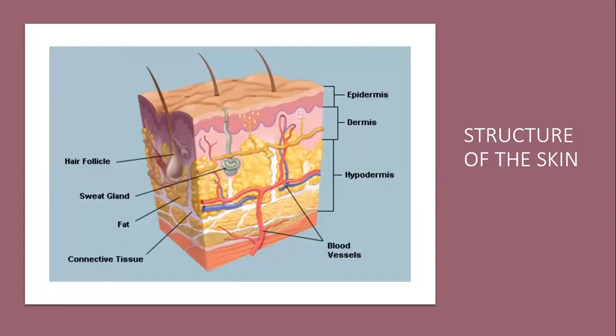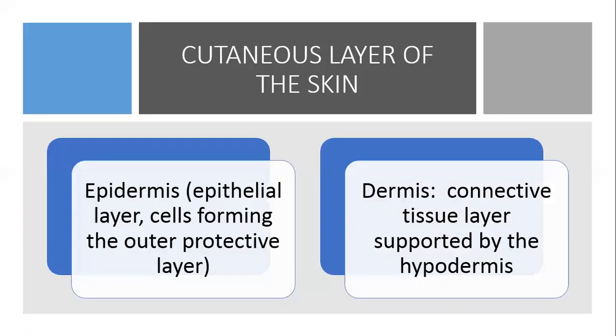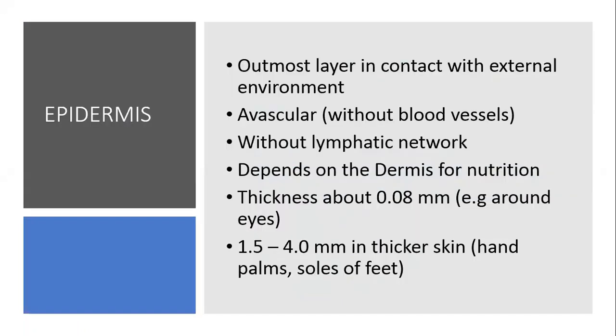If you can see in this illustration as well, in the dermis, you will find the sweat glands, the sebaceous glands, and all the blood vessels are deeper inside of the skin layers, and that is in the dermis. So underneath the dermis, you will find a connective tissue layer, and that is called the hypodermis. And the function of the hypodermis is to support the dermal layer.